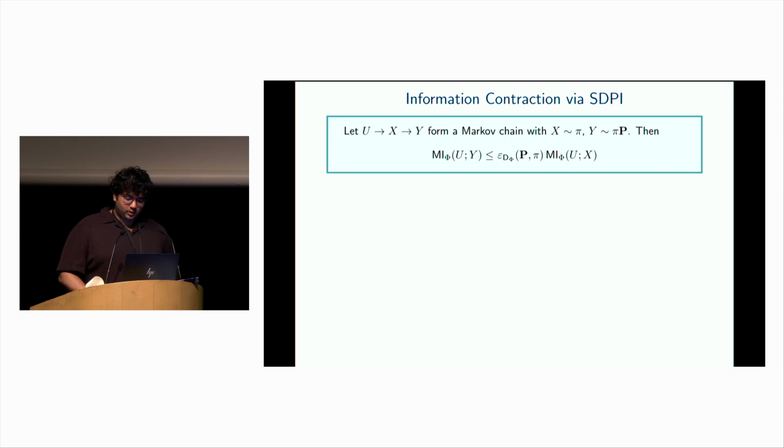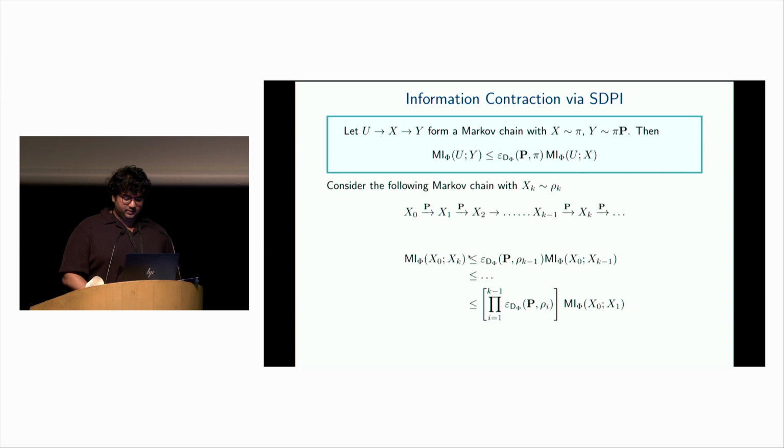Now I'll talk about information contraction via SDPI and how this is different from mixing. So suppose U, X, Y forms a Markov chain, and the marginal of X is pi. Then the SDPI states that the phi mutual information between U and Y is less than or equal to the same contraction coefficient that we had before times the phi mutual information between U and X. Now suppose you have this Markov chain and you want to study the phi mutual information between x0 and xk. You will instantiate this with U being x0, Y being xk, and then X will be xk minus 1, and you will get this first inequality.